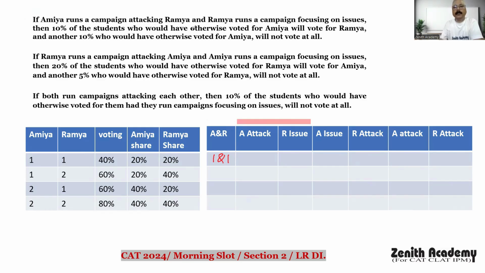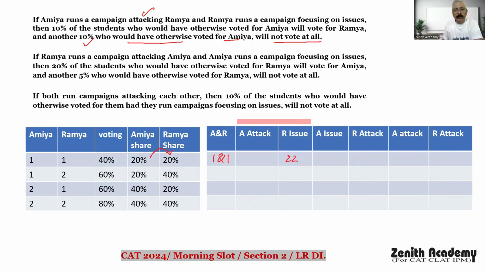So when Amya ran a campaign attacking Ramya, and Ramya focuses on issues, 10% of the students who would have otherwise voted for Amya will vote for Ramya. So in this scenario, the total voting is 40%. Amya's share is 20. So 10% of 20 is 2 will vote to Ramya. So Ramya will get 20 plus 2, 22. And 10% who would have otherwise voted for Amya will not vote at all. Means 10% goes to this.